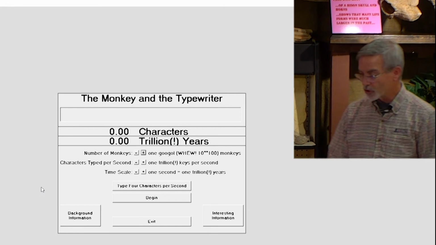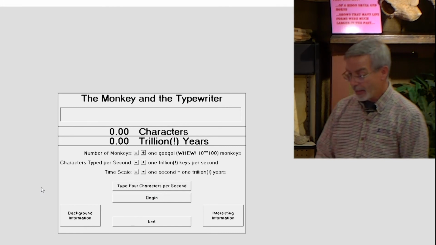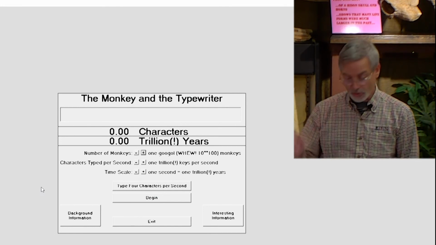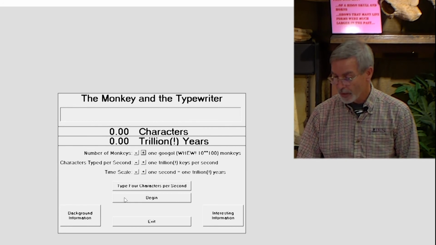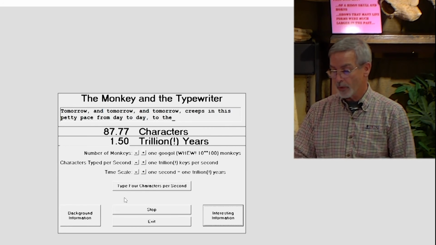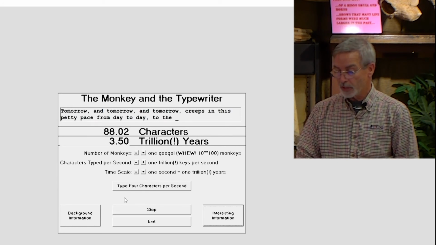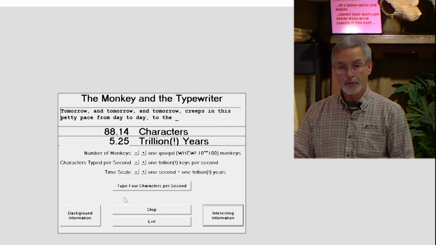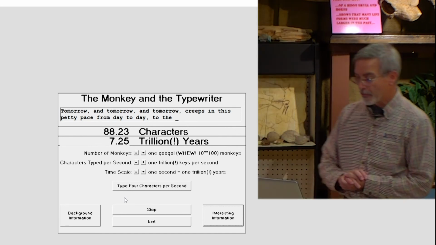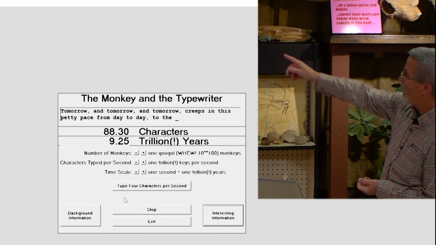and we're going to let those googol monkeys go for a trillion keys per second. And each second is a trillion years. Notice what will happen here. You type out a fair amount. Tomorrow and tomorrow and tomorrow. Creeps in this petty pace from day to day to the. And that's it.